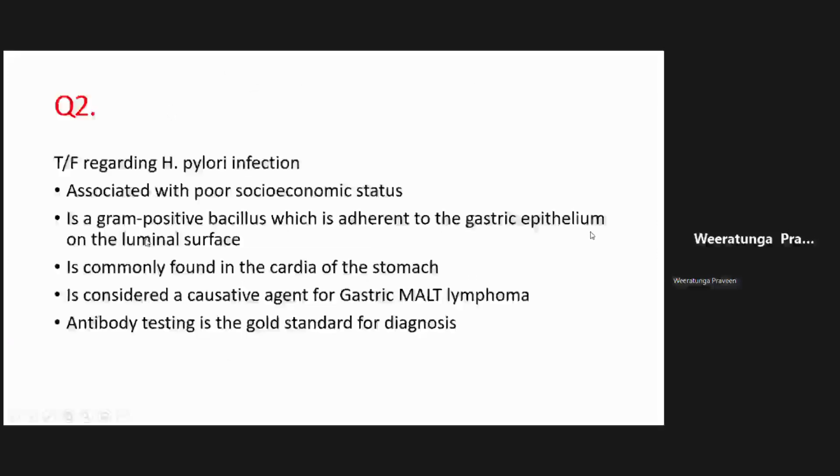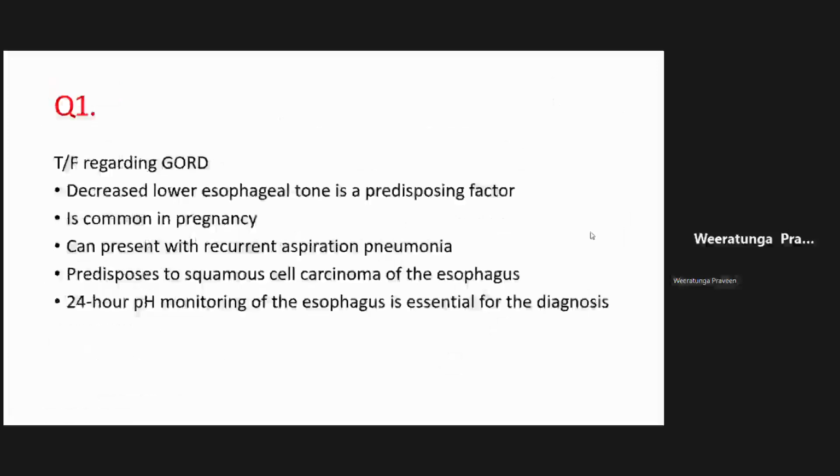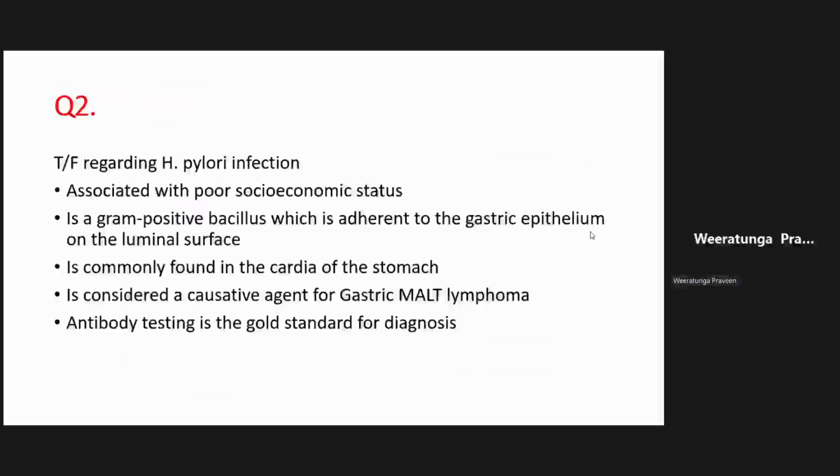Right. Okay. So that's quite a simple MCQ. If you have any questions, please ask. Chat, I will discuss that.